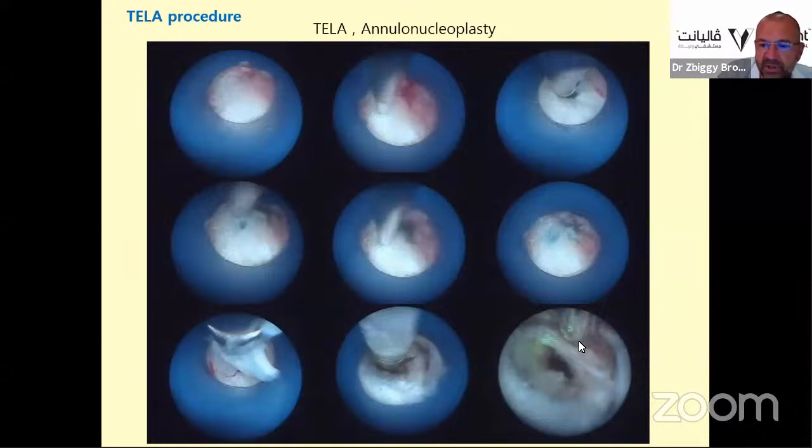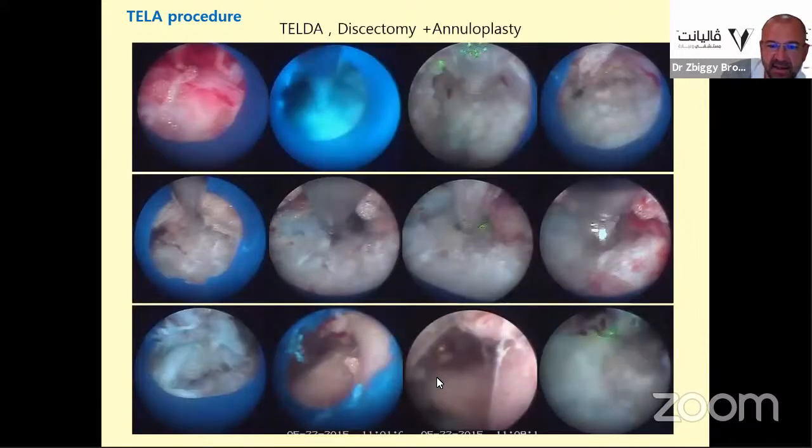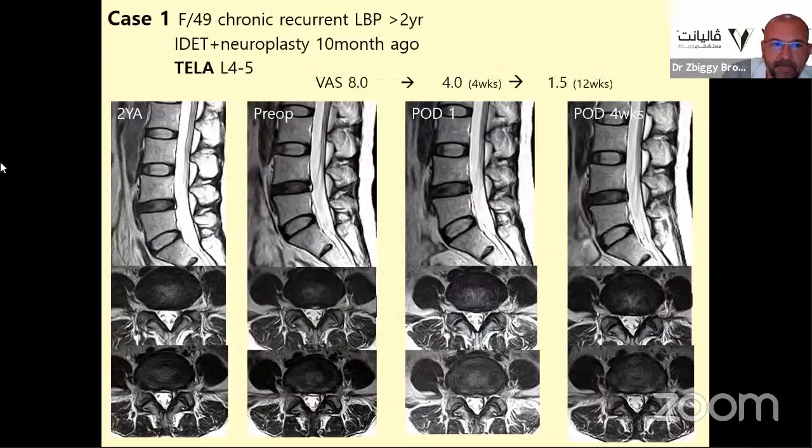This is the annulo and nucleoplasty. So we perform first denervation, then we are going inside the disc and performing nucleoplasty, intradiscal decompression. Here we can perform discectomy and annuloplasty. So annuloplasty, but also if there is any free fragment, we can easily remove it, same like for the transforaminal endoscopy.